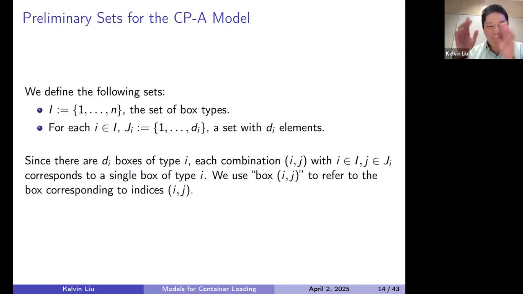And therefore, each combination Ij will correspond to a single box of type I. So since there are Di boxes of type I, then this set will enumerate over all of them. And I will use box Ij to refer to the box corresponding to the indices Ij as shorthand. Okay, so having defined these sets, I will next define the decision variables that we need.